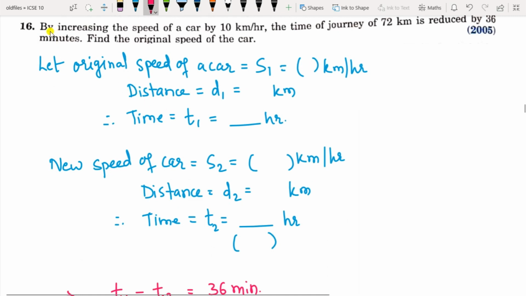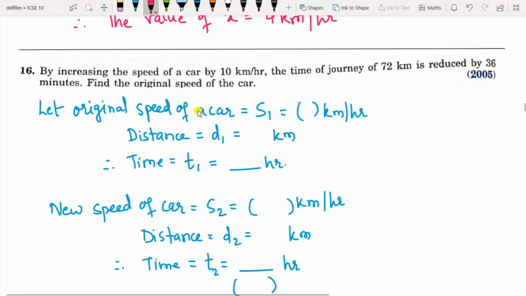Question 16 is: by increasing the speed of a car by 10 km per hour, the time of journey of 72 km is reduced by 36 minutes. Find the original speed of the car. This was asked in 2005.